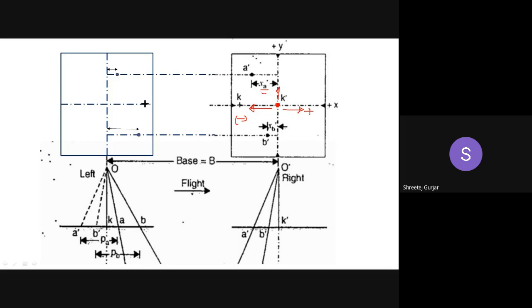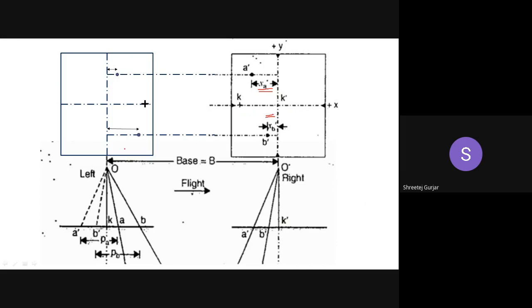Similarly, it will be plus y here and below it will be minus y. So keep these notations, these signs, in mind. Same as you have used in geometry, same notations, no change. So xa dash and xb dash, I hope you have understood.